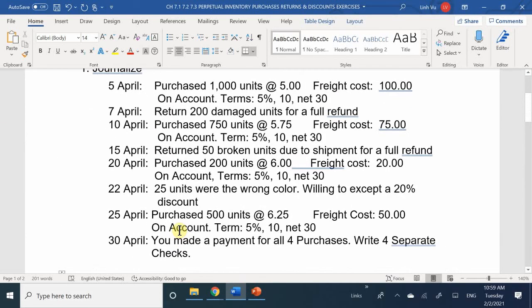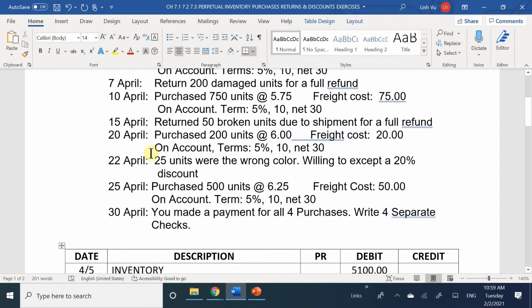So now that we have that, then on April 22nd, 25 of the units were the wrong color, but you're willing to accept a 20% discount. So how are you going to recognize this one this time?